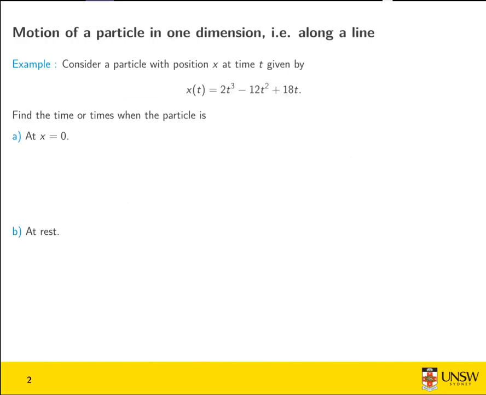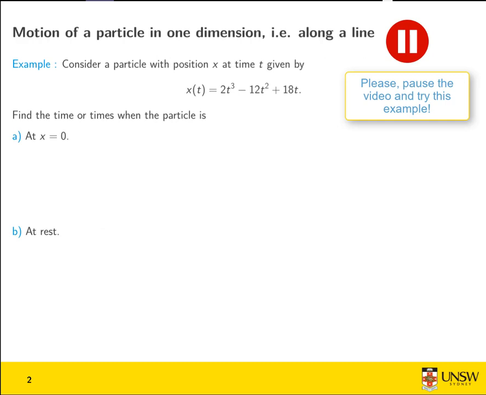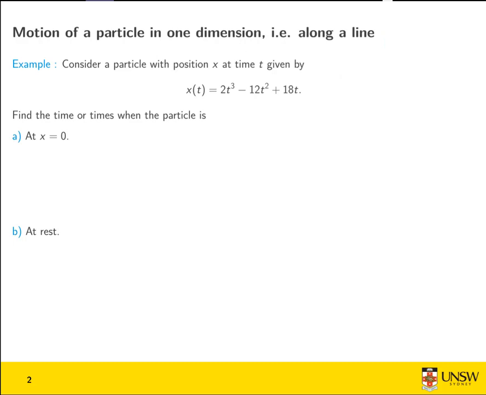Let's try this on an example. If you feel comfortable, well, you can just pause the video and try for yourself. So we want to find for what time or times the particle is at x equal to 0. This is a nice one because they're giving us the equation that we need to solve. Position is x and x is given. So we just write this down and that's equal to 0.